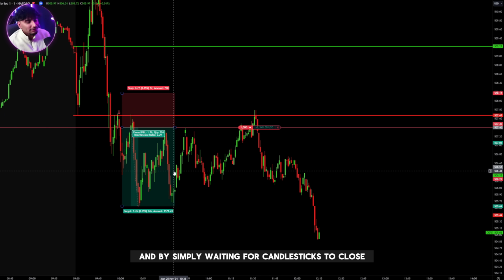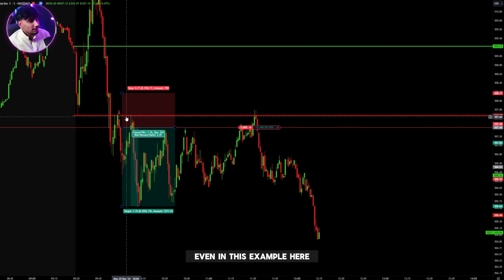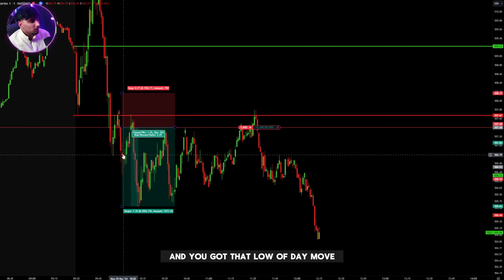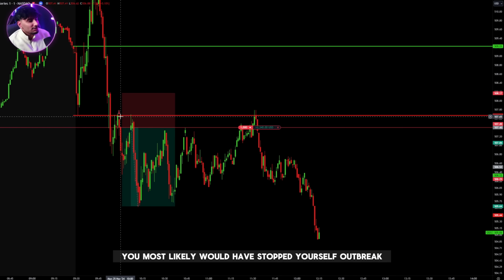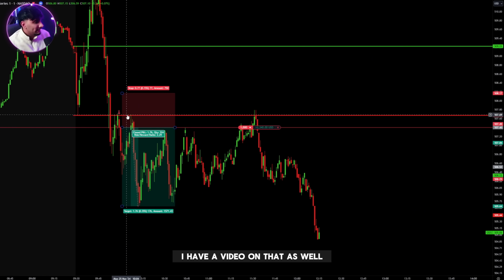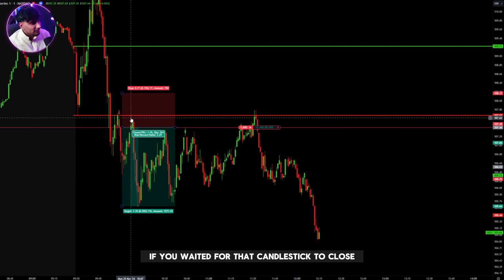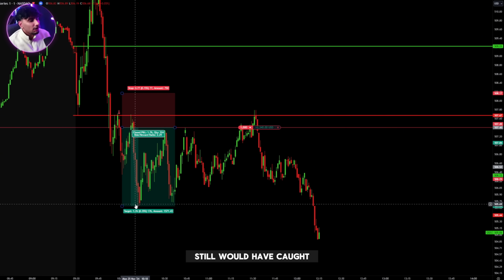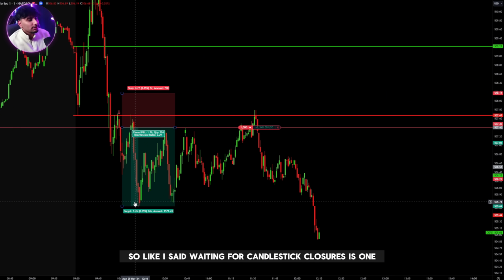And by simply waiting for candlesticks to close, even in this example here, we can see that if you're a new trader and you got that low of day move, you most likely would have stopped yourself out break even. However, even if you moved your stop loss, which I don't recommend, I have a video on that as well. If you waited for that candlestick to close, you still would have caught this whole move to the downside. So like I said, waiting for candlestick closures is one of the most important price action concepts that you can learn as a trader.